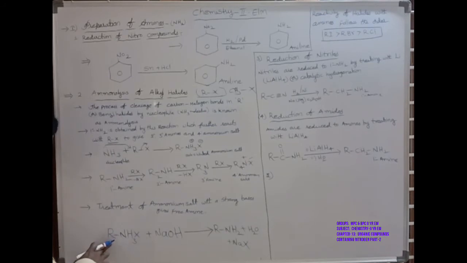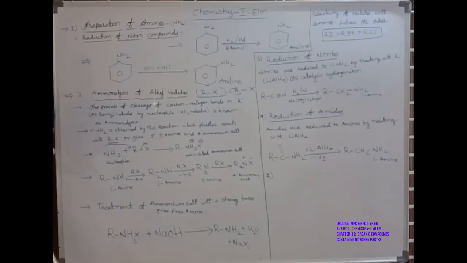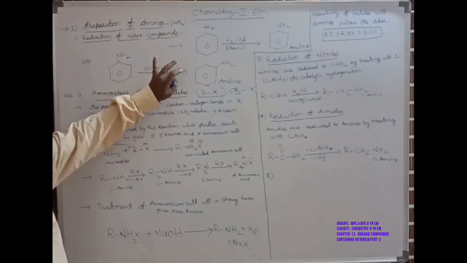Here is the alkyl ammonium salt. The alkyl ammonium salt is treated with a strong base. Sodium hydroxide acts as a strong base to give the free amine, RNH2, also called a primary amine. This reaction is also called ammonolysis of alkyl halides.